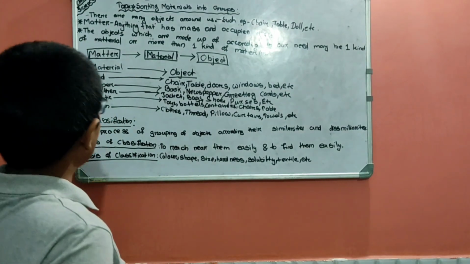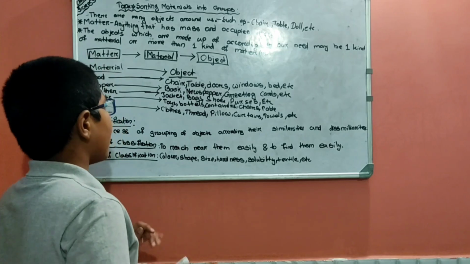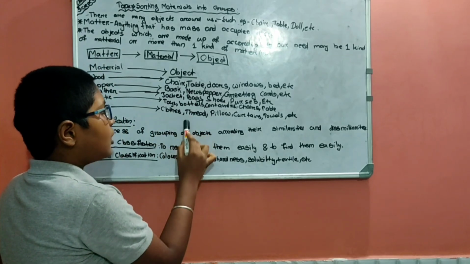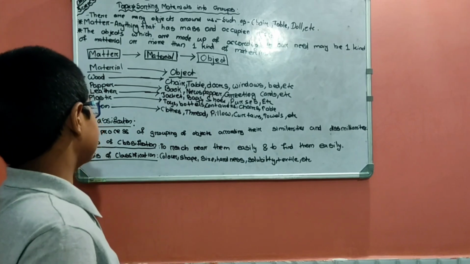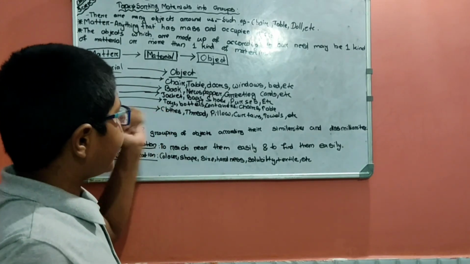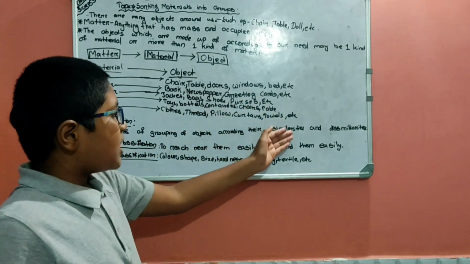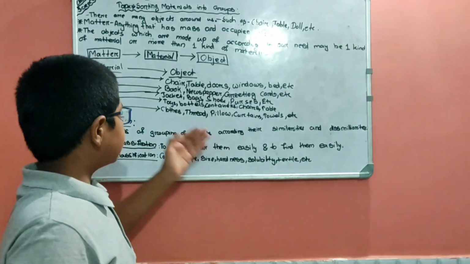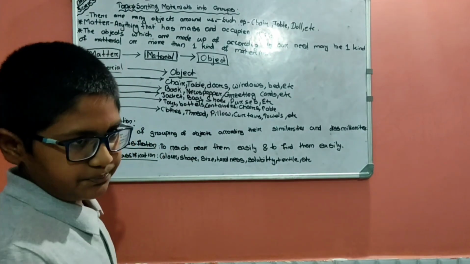Plastic: objects made of plastic are toys, bottles, containers, chairs, tables. Now cloth: objects made of cloth are thread, pillow, curtains, towels, etc.